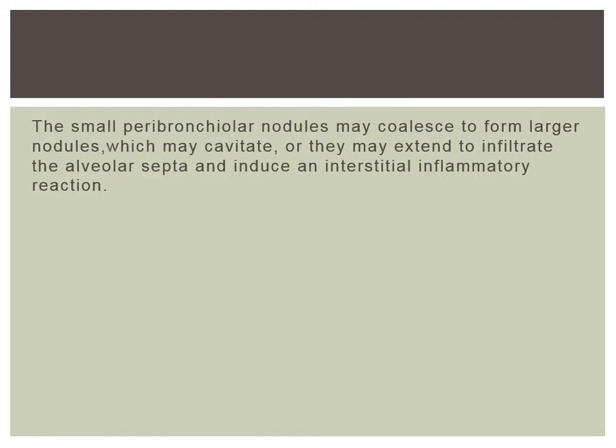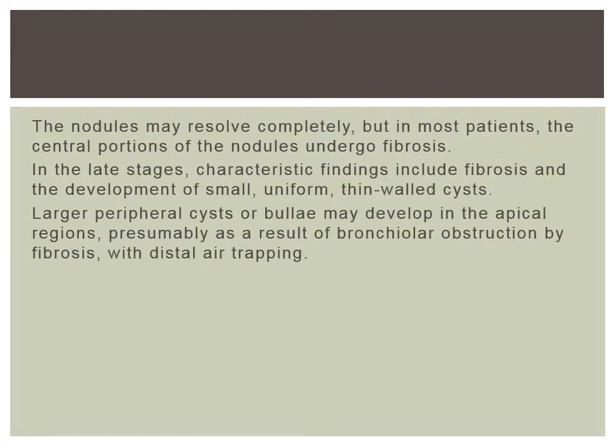Small peribronchial nodules may coalesce to form large nodules, which may cavitate or may extend to infiltrate the alveolar septa and induce an interstitial inflammatory reaction. The nodules may resolve completely, but in most patients, the central portion of the nodules undergoes fibrosis. In late stage, the characteristic findings include fibrosis and development of small, uniform, thin-walled cysts. Large peripheral cysts or bullae may develop in the apical region.